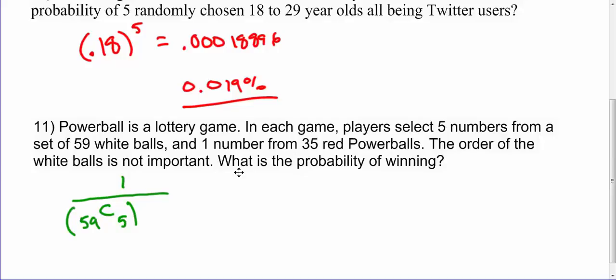And then you could do 35C1 for the red Powerball, or just make it simple and say that we know 35C1 is 35 because there's only one winner out of the 35. And you can see we're going to get pretty small probability of winning this lottery. So there's only one winning combination out of a possibility of 175,223,510. Kids, save your money.